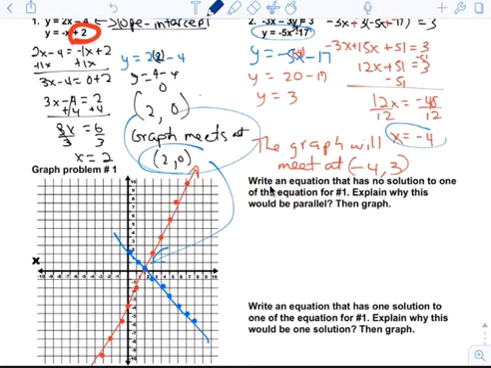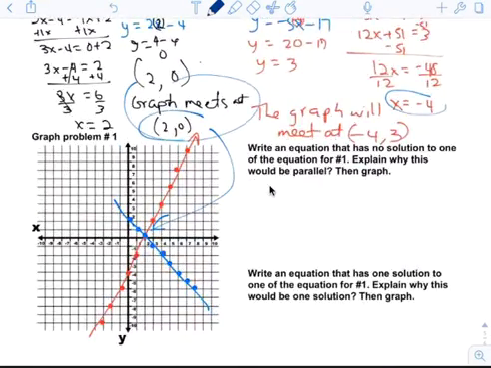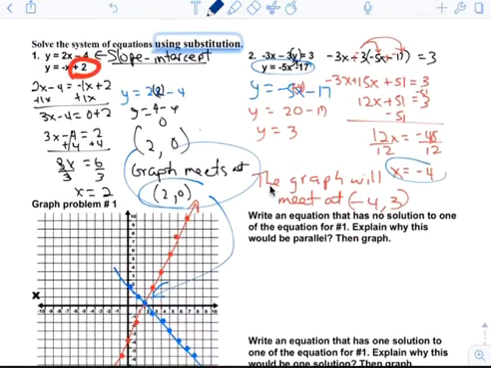It proves that. Write an equation that has, okay, these are the type of questions I like on the test. Every test will always have something like this. If not on a quiz, it will be on a test. Write an equation that has no solution to one of the equations in problem 1. So, no solution to one of these, okay? I'm going to choose this one. Explain why it would be parallel. Okay, parallel means these are parallel lines, then graph. Oh, and then I need to graph it. Okay, let's see.